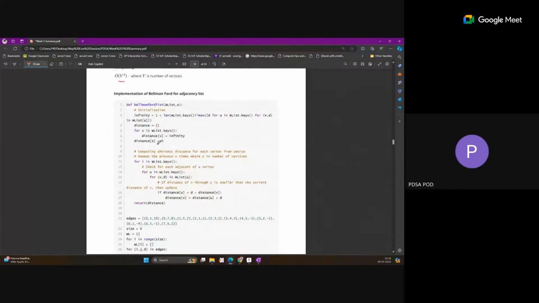The same thing you can see in the adjacency list. For each key, this is the first cycle, and in another cycle you can see for each key we are looking at the adjacent ones. We are checking each adjacent of each vertex u, and we are updating the distance if we are getting a smaller one. So the implementation is easy, but the complexity is high.